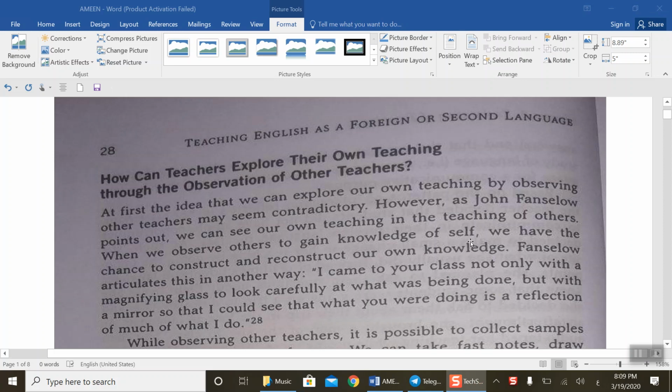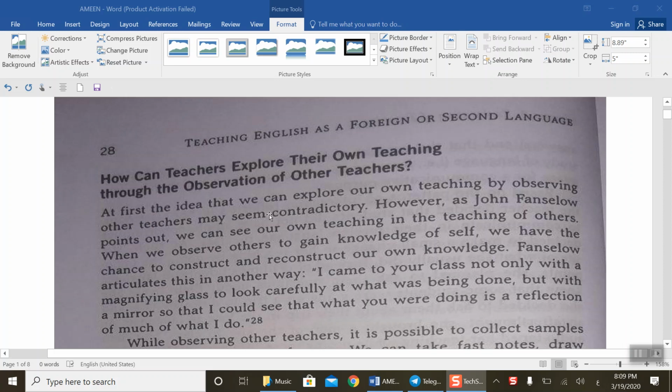Today we have: how can teachers explore their own teaching through the observation of other teachers. We talked about this point in the previous lectures and videos, but in some details. So today we are going to talk about it in more detail.